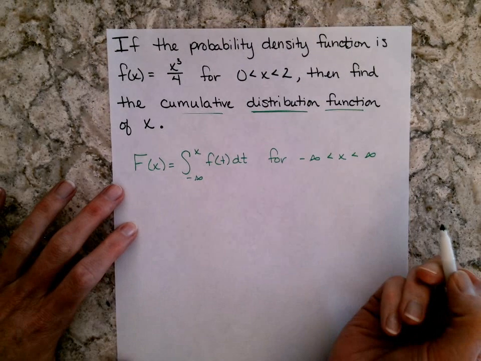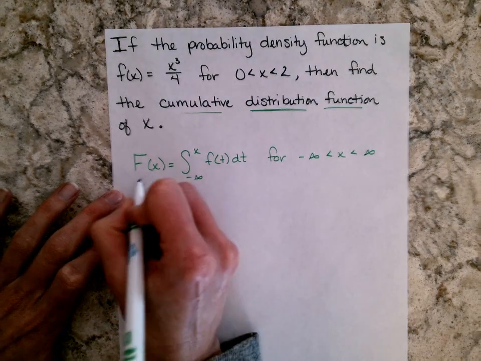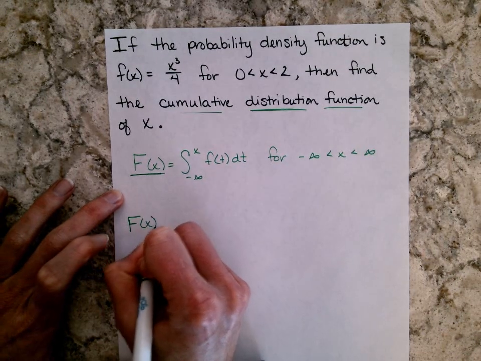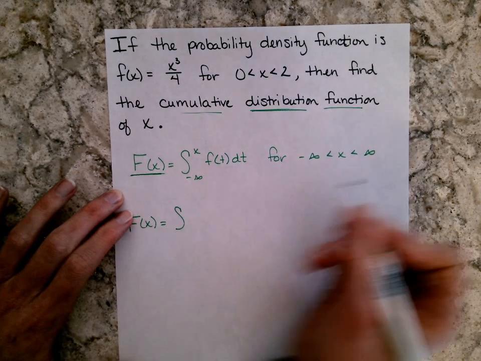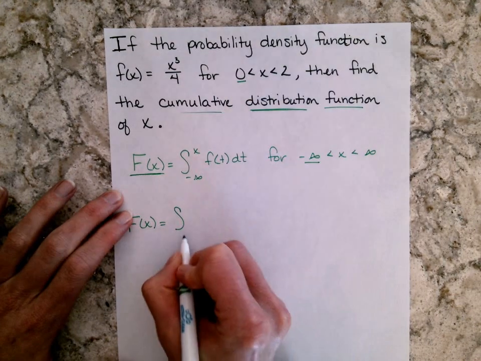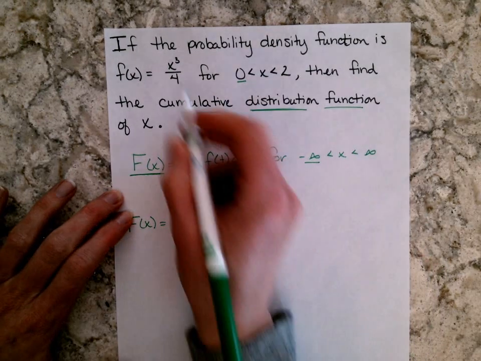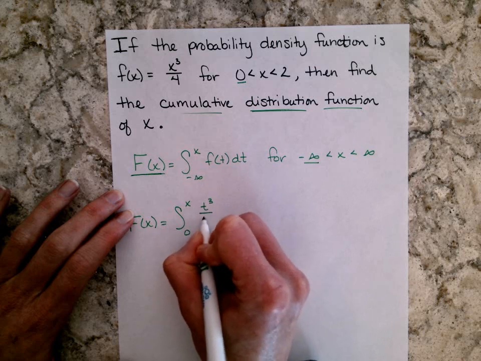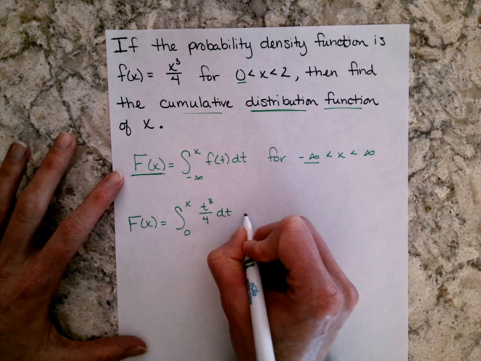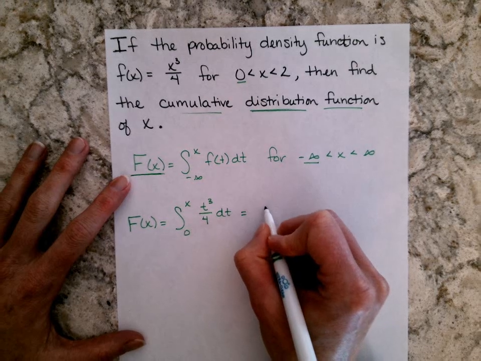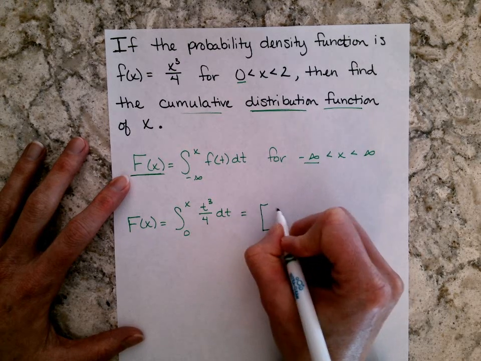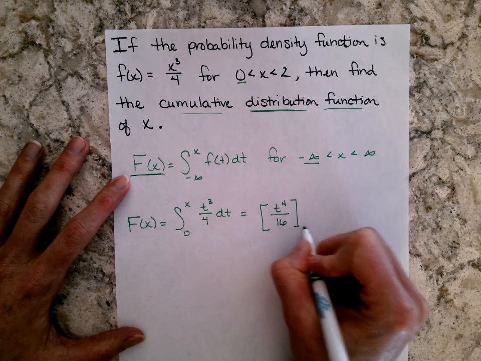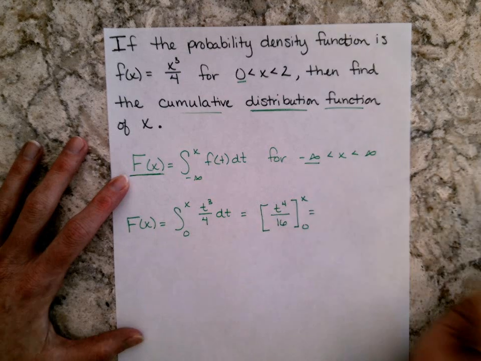So, with our given information here, if we want to find our cumulative distribution function, F of x will be equal to our definite integral from our lower bound, which in this case is 0, up to x of our function, but we need to replace x with t, so it'll be t cubed over 4 dt. So if you remember from our last example, we integrate that and we know that we will get t to the 4th over 16. And that'll go from 0 to x.